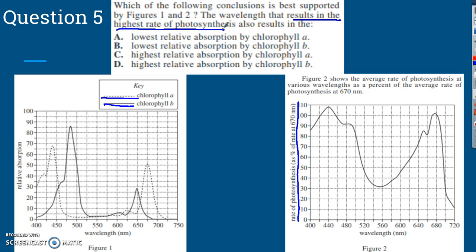If this is the rate of photosynthesis right here, the highest rate of photosynthesis is right down here. It's this 440. All right, so where is the 440 over here? The 440 is right in this area, which is the highest rate of absorption of chlorophyll A. So this is the highest rate of absorption for chlorophyll A. Well, there it is, the highest relative absorption by chlorophyll A. C should be our correct answer.